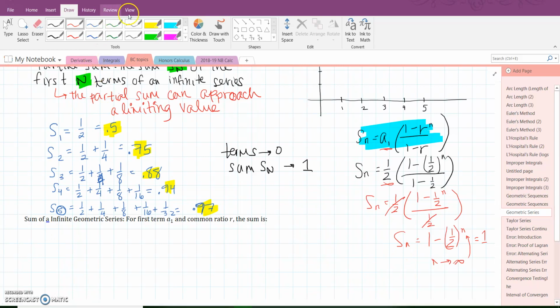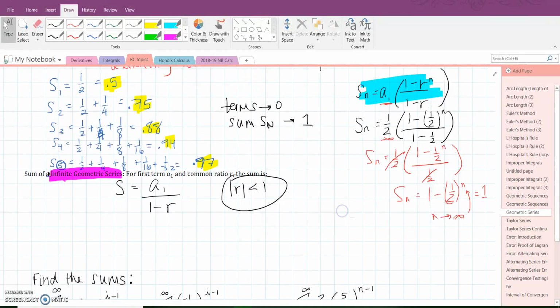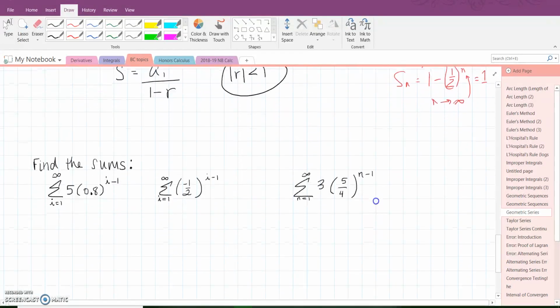Now let me give you an actual formula. So now that we know it's possible to sum an infinite geometric series, we need a formula to find that sum. So the general sum of an infinite geometric series is the first term a sub 1 over 1 minus r. It's important to note that this formula only works if the absolute value of the common ratio r is less than 1. Because if your common ratio r is greater than 1, you have exponential growth, which is never going to level off.